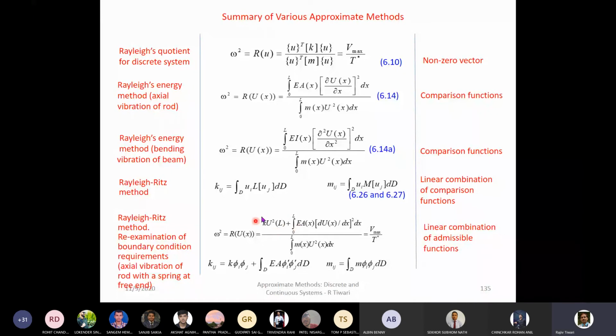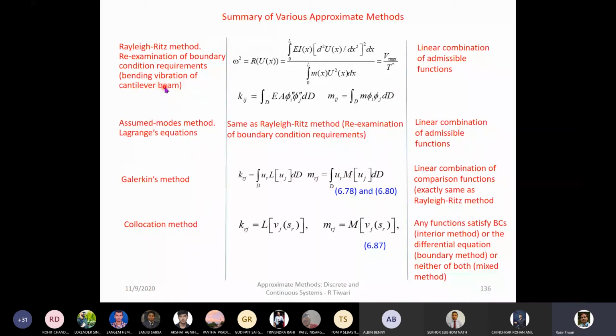Then the boundary condition was included in the energy, and then we were able to choose the admissible function in the Rayleigh-Ritz method when we incorporated the natural boundary condition in the energy. In this case, we got the stiffness coefficient something like this. So the additional term is due to the spring which we had at the free end. If a disk is there, then additional terms will come here. Otherwise, it will not be. So this is the Rayleigh-Ritz method with re-examination of the boundary condition with the spring.